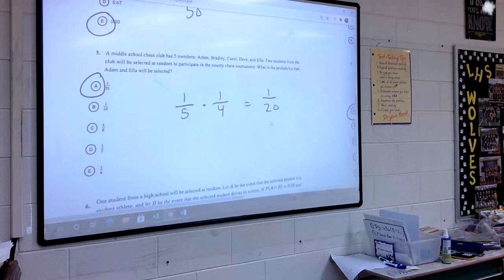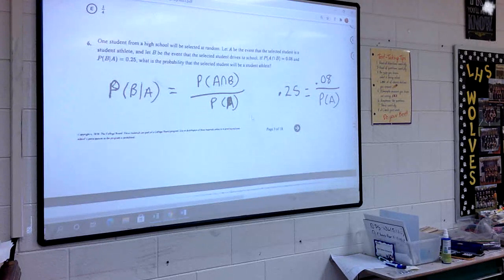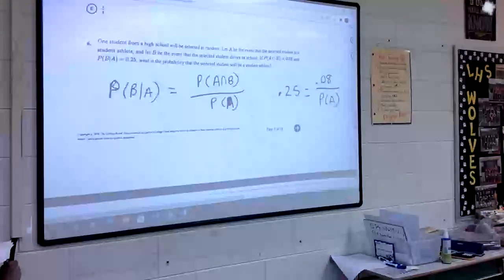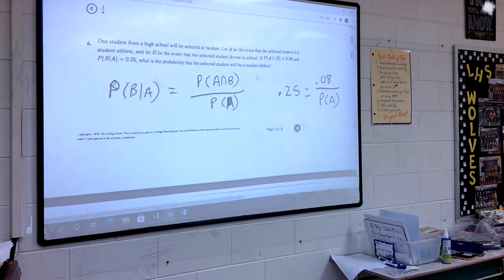Number 6. 1 student from a high school will be selected at random. It says, let A be the event that the selected student is a student athlete. Let B be the event that the selected student drives to school. If the probability of A and B is 0.08 and the probability of B given A is 0.25, what is the probability that they'll be a student athlete? Now, this formula is given to you on the exam. It's the conditional probability formula. It says the probability of B given A equals the probability of A and B over the probability of A. The one you're given is always the one on the bottom.